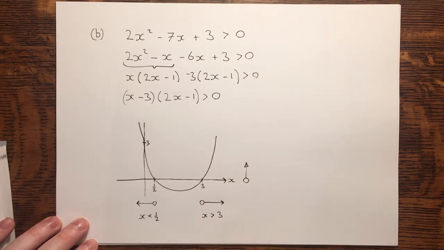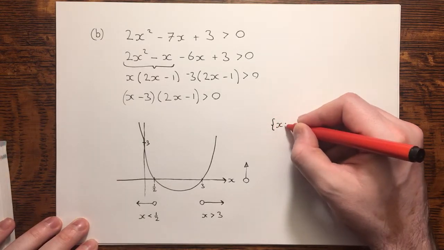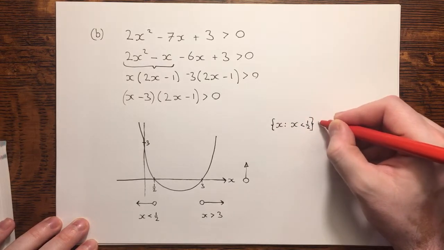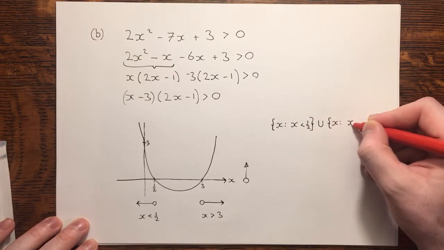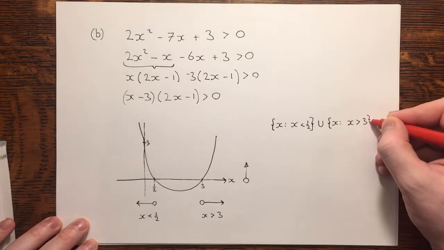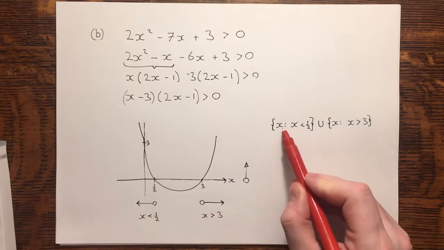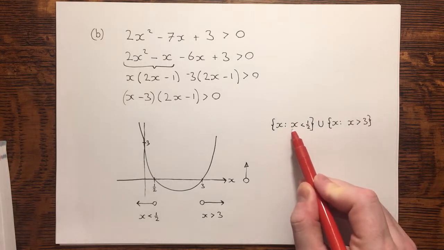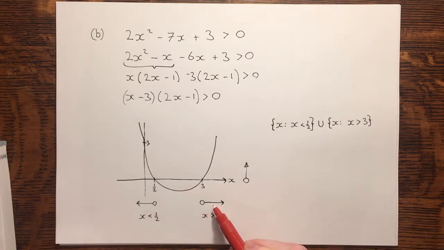We've not been asked to put these in set notation, but if we were, we could write it as, and that would be in set notation. We've got the curly brackets, we've got a colon, and then we've got the inequality stated. And it's either going to be here or here. We're not suggesting that they both happen simultaneously, so we're using the or.